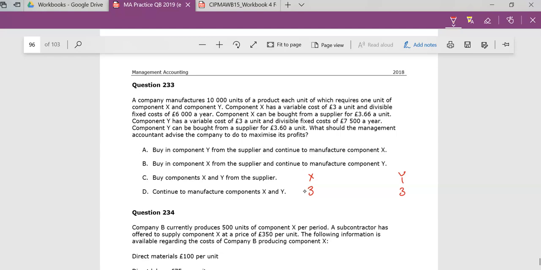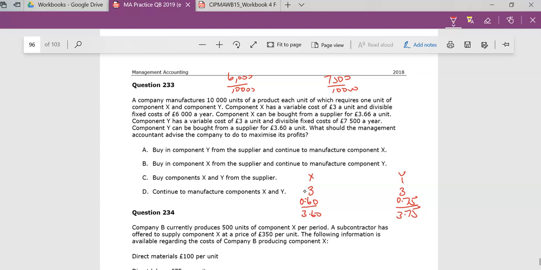So if I split that for X, that's 6,000 over 10,000, just on X, and then it's 7,500 over 10,000, just on Y. So you have 60p to add on here, and 75p to add on here. These are direct divisible fixed costs. This is almost trying to confuse us, but it is relatively variable because it's divisible. So we now have a total in-house cost of £3.60 and a total in-house cost of £3.75.